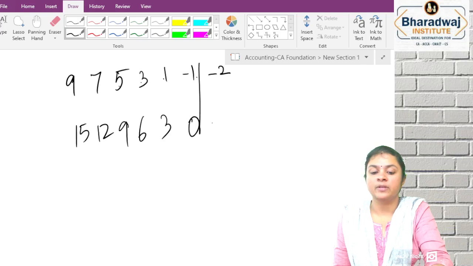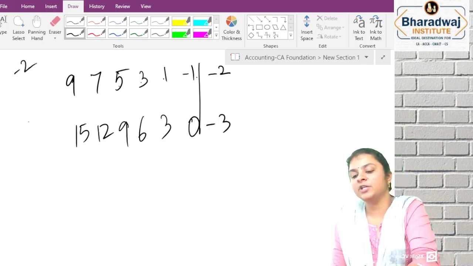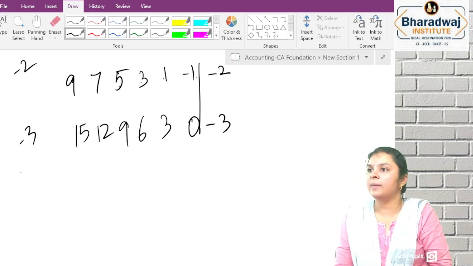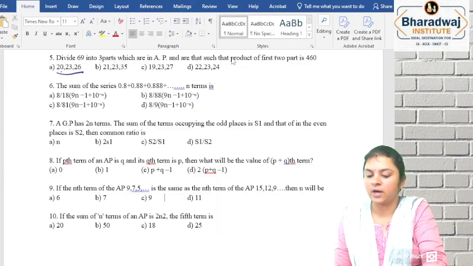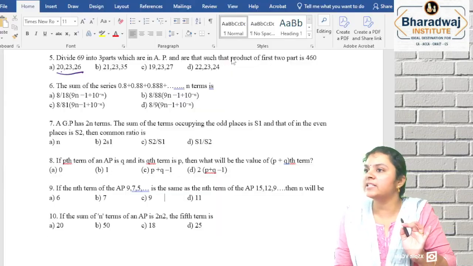Minus 2. Here this will be minus 3. Correct? So in the first sequence it goes minus 2, and in the AP it goes minus 3. So at the 7th term it is again not matching. So option A rejected, option B rejected.